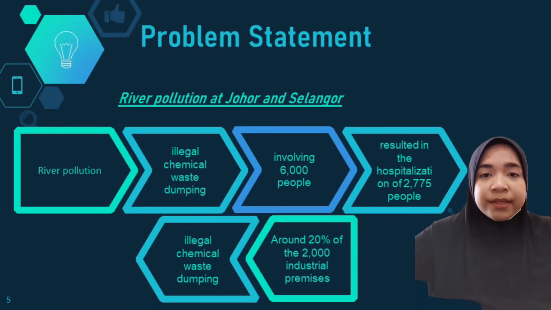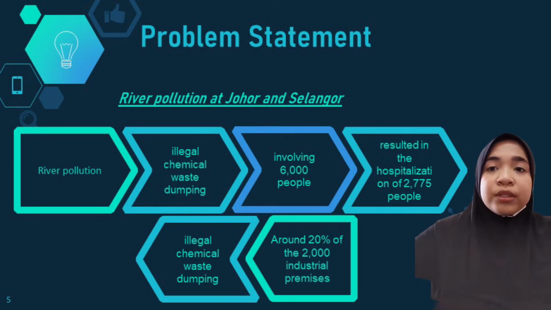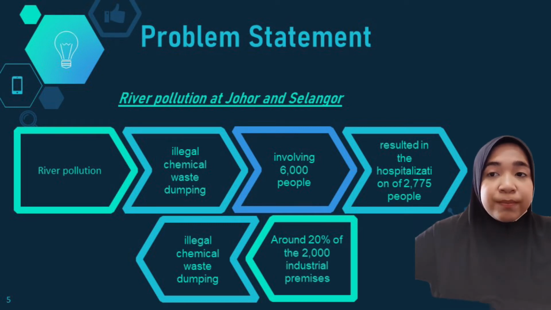Problem statement. Based on the literature review that we have done before, we found from the Sinar Harian newspaper on 3rd of December 2021, an article about hentikan pencemaran sungai stated that according to the Selangor Department of Environment, out of 2,000 industrial premises in Sungai Buloh, about 20% were found to discharge industrial waste into the river. Some of them do not have a treatment plant to treat waste, thus not complying with Standard B of the Environmental Quality Industrial Effluent Regulations 2009.